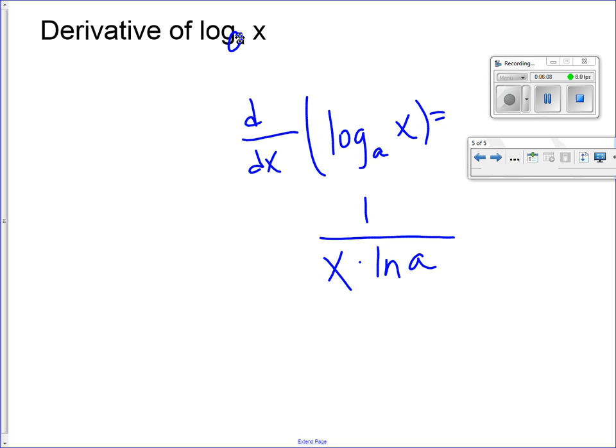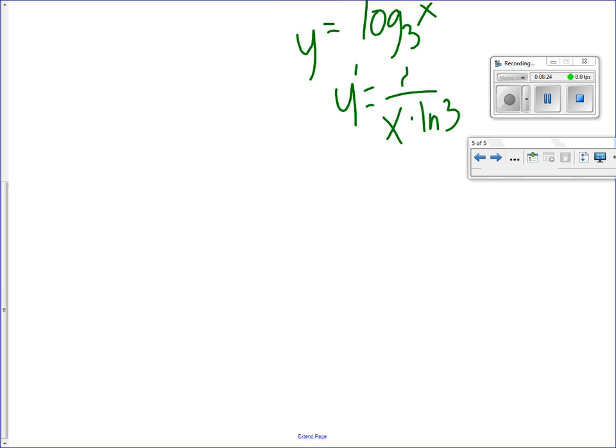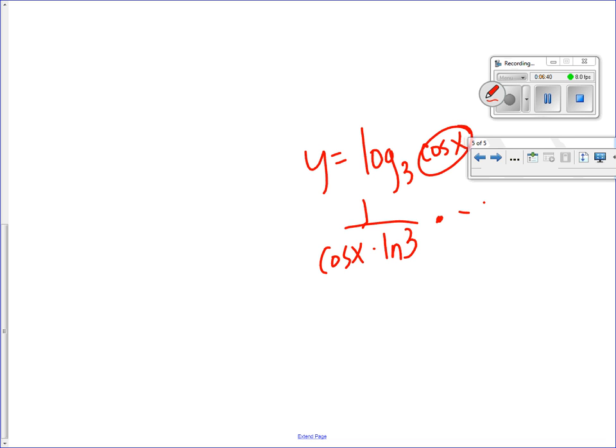So let's look at a quick example. We have log base 3 of x. The derivative will be 1 over x times the natural log of 3. And again, chain rule can happen. What if we have log base 3 of cosine x? So it'll be 1 over cosine x times the natural log of 3 times, then you derive the baby.